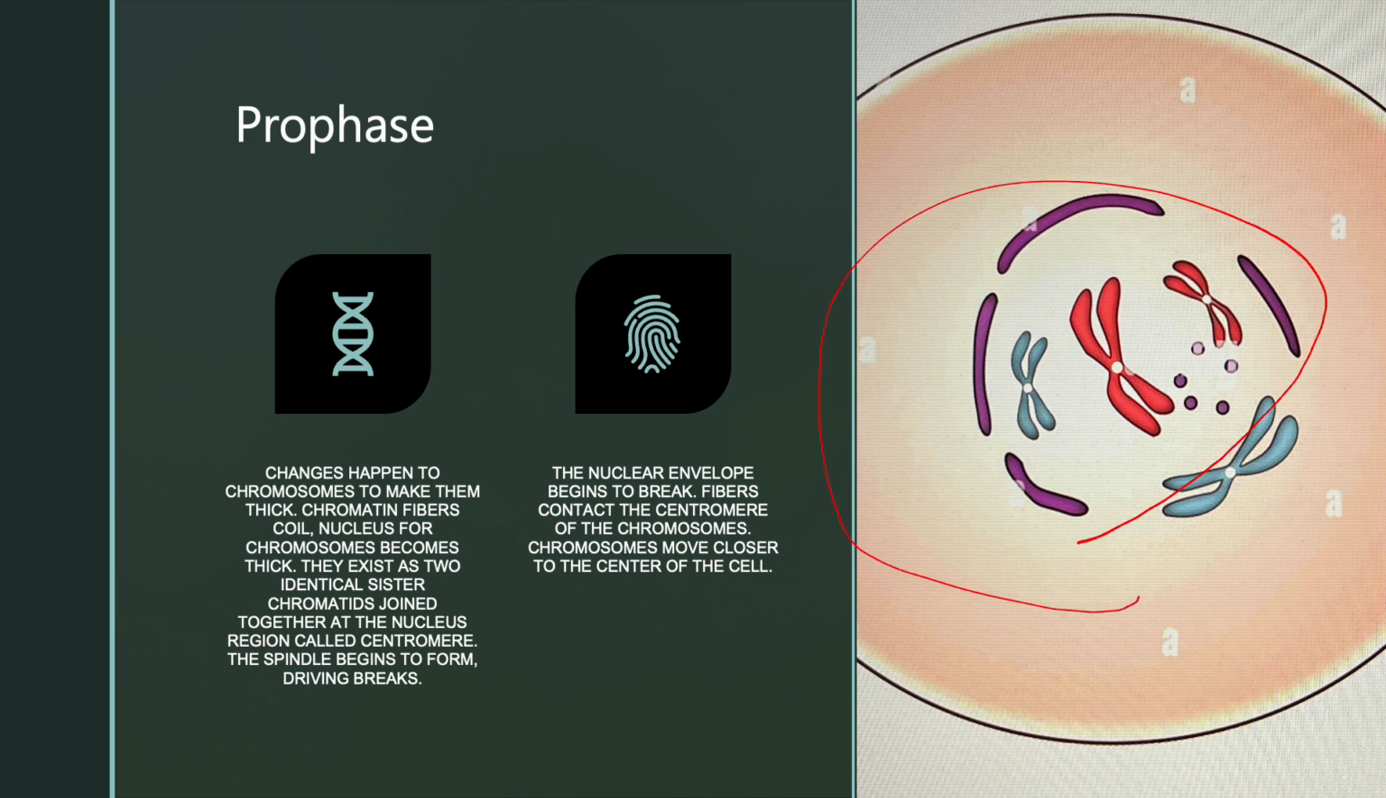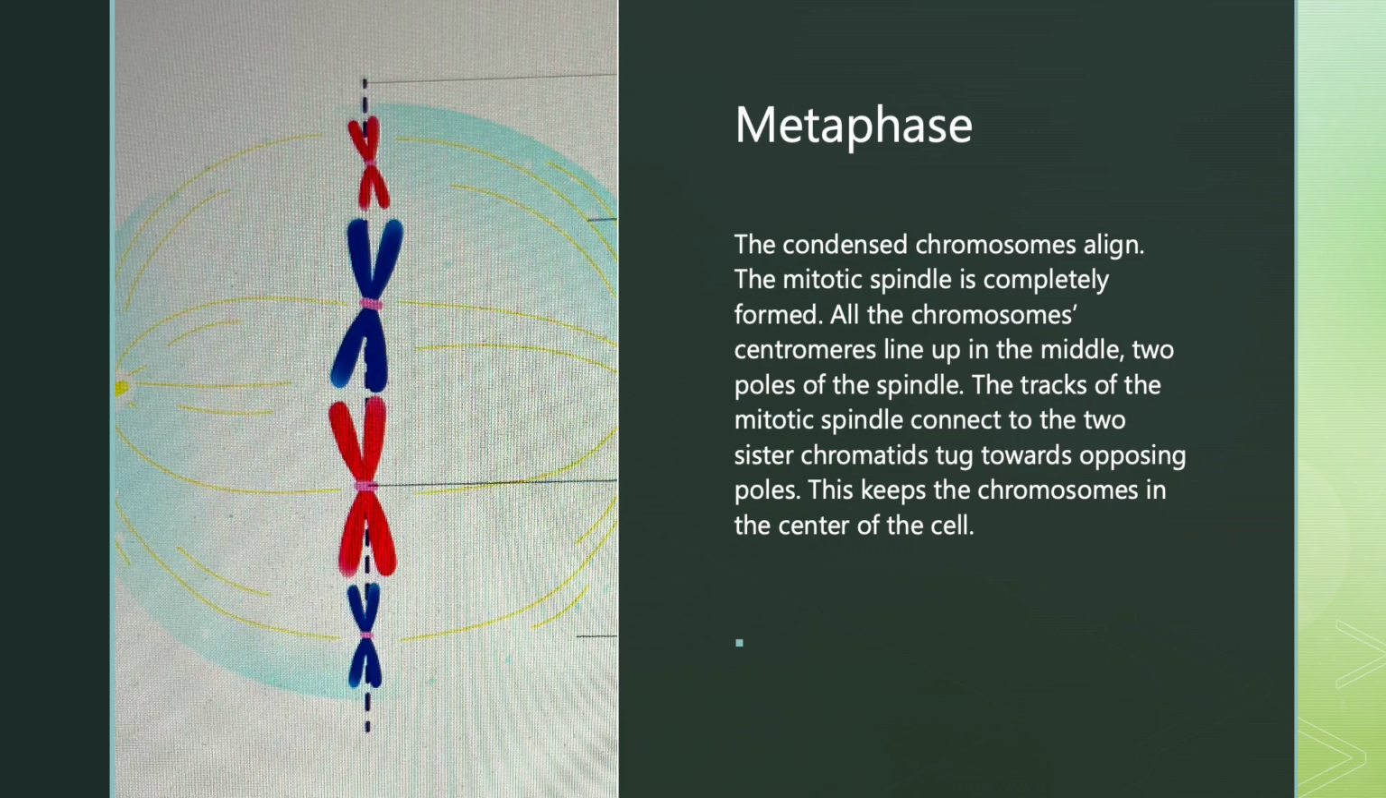In metaphase, the condensed chromosomes align in the center. The mitotic spindle is completely formed. All the chromosomes' centromeres line up in the middle.